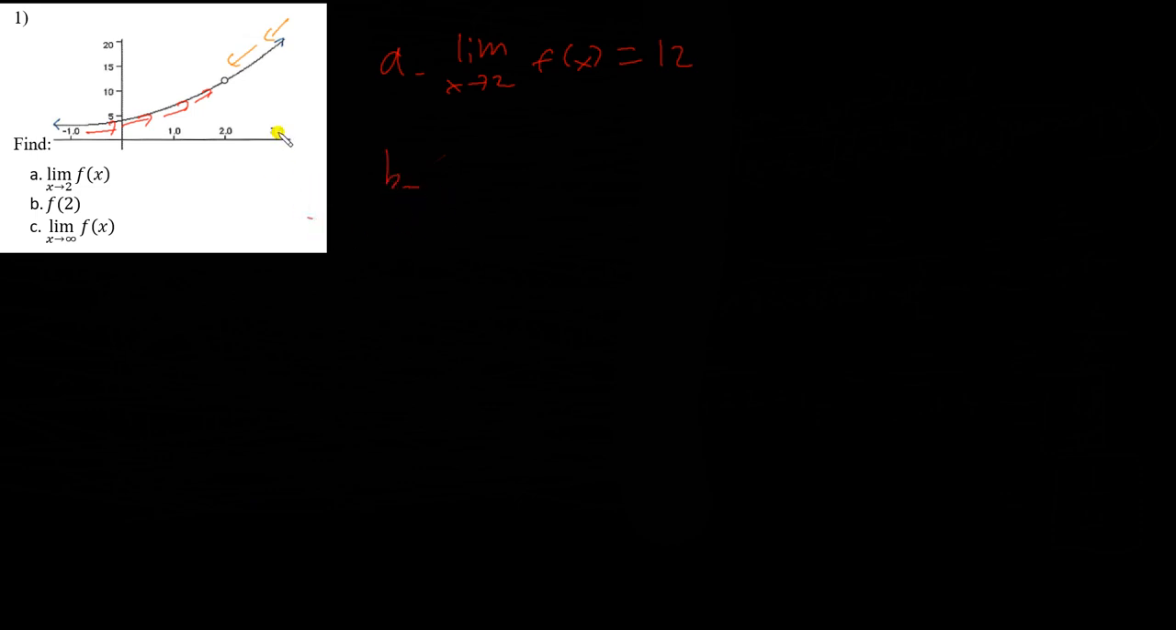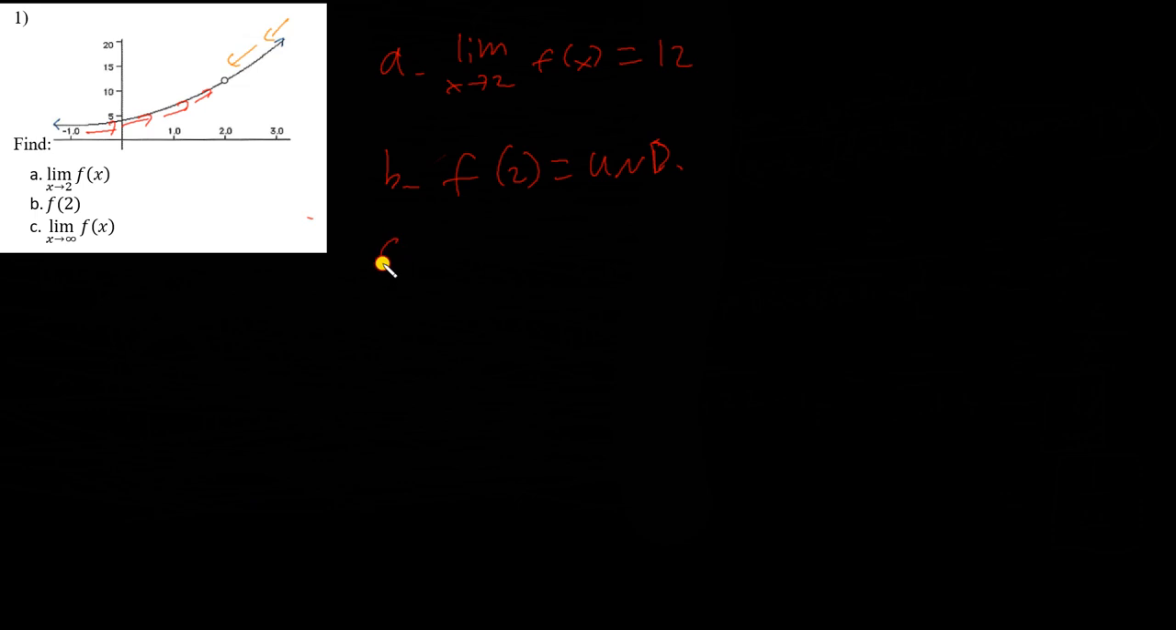And then for part B, we're asked to find f of 2. Notice that while the limit is defined, at f of 2 there's a hole. There is no value. f of 2 is undefined. But what's important is that even though the value is undefined, you can still have a limit. The actual point doesn't have to be there for the limit at that point to exist.